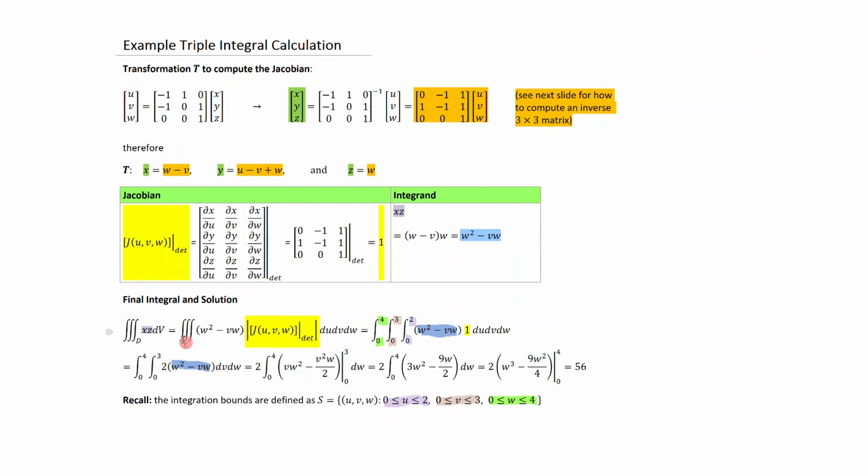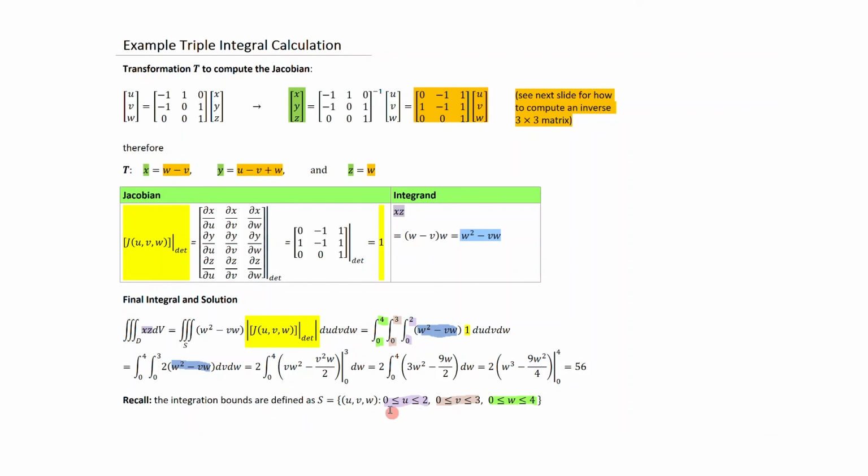And so now we can put in the bounds on the new system. For u, it was 0 and 2. For v, it was 0 and 3. And for w, it was 0 and 4. And the absolute value of the Jacobian determinant is equal to 1, so this just becomes du dv dw. All right, so first we integrate the inner integral, and we end up with this expression. Then we integrate the next round, and finally at the end, having integrated, we get a value of 56.